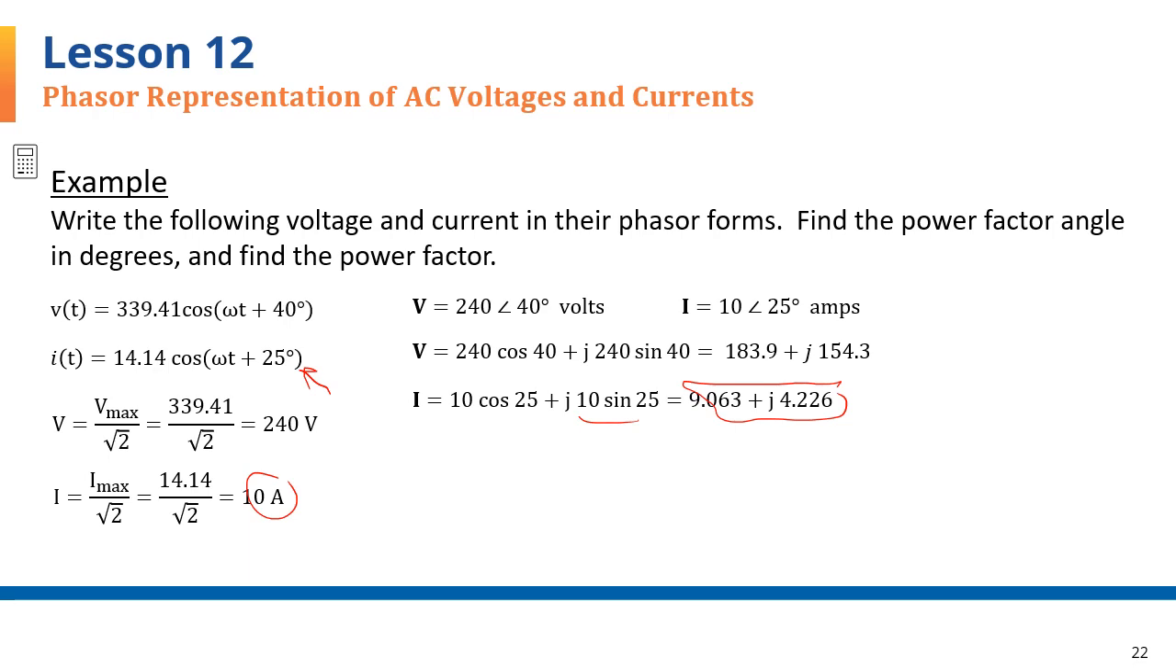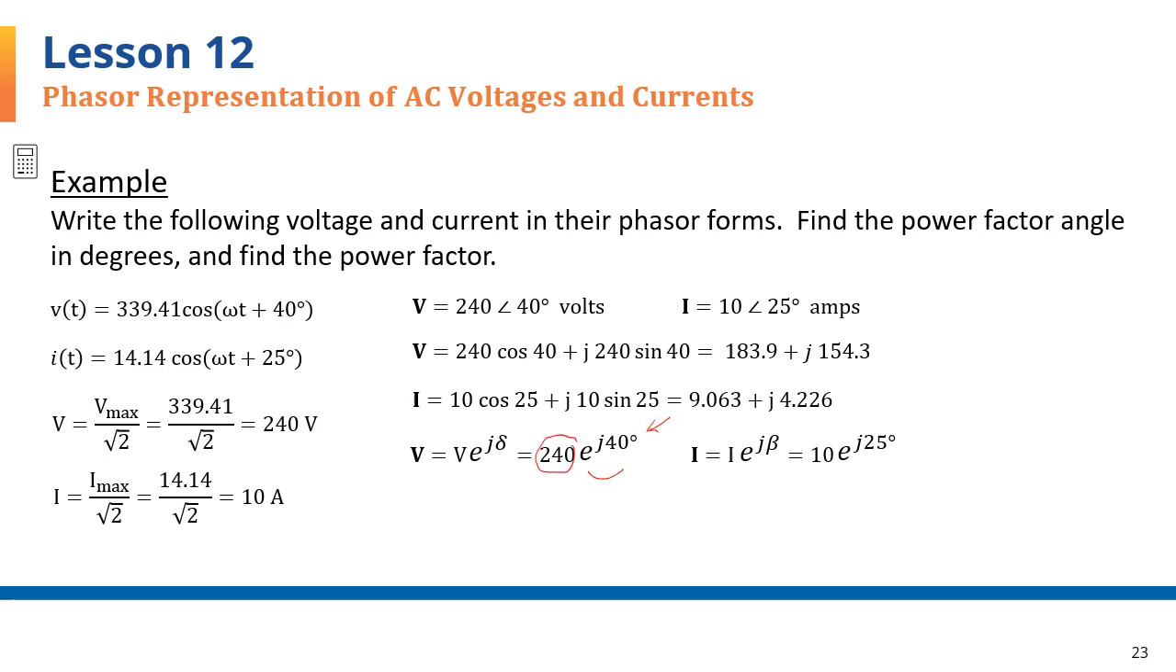And the exponential forms are seen on the next slide. They're simply effective value times e to the power of j times the phase angle. 240 e to the power of j 40 degrees for the voltage, and 10 times e to the power of j 25 degrees for the current. Power factor angle is simply the difference between the 40 and the 25, and that comes to 15 degrees. And the power factor itself is found by taking the cosine of this angle.